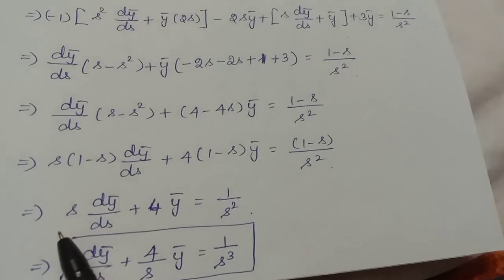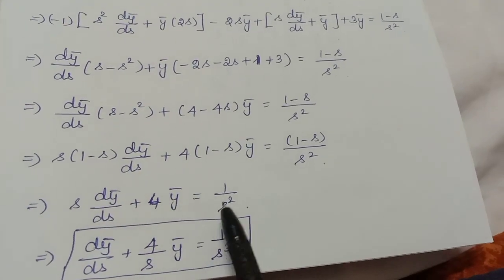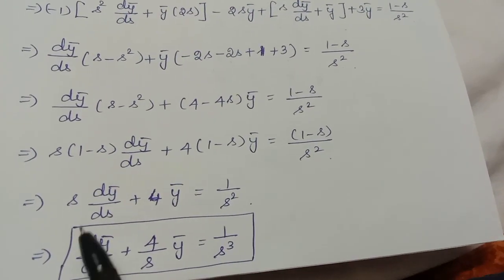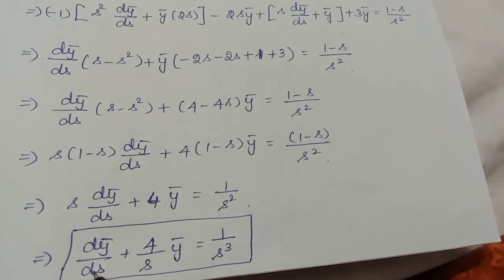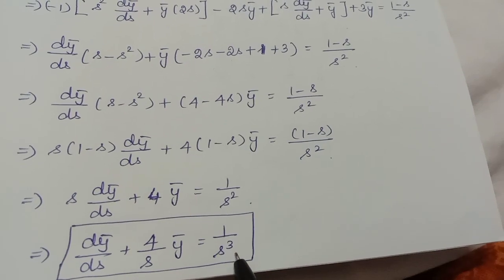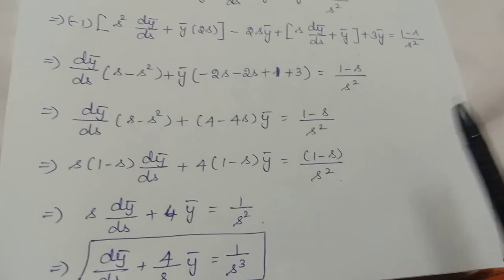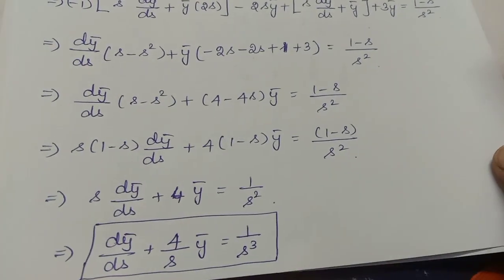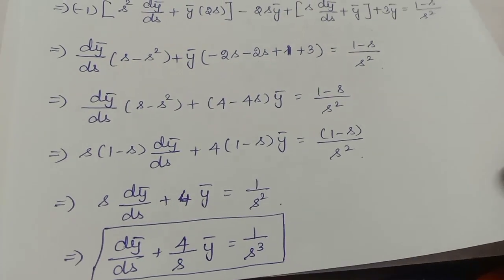So what I have simply s into dy bar by ds plus 4y bar equal to 1 by s square. Okay, throughout you divide by s. So what do you get? Dy bar by ds plus 4 by s into y bar equal to 1 by s cube, right? So this equation is a linear differential equation, first order linear differential equation which you have to solve.